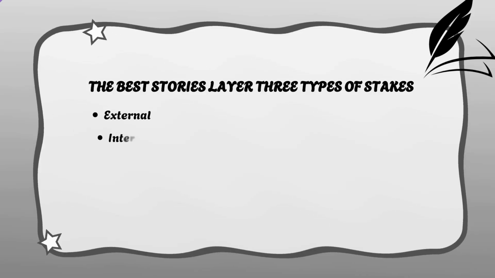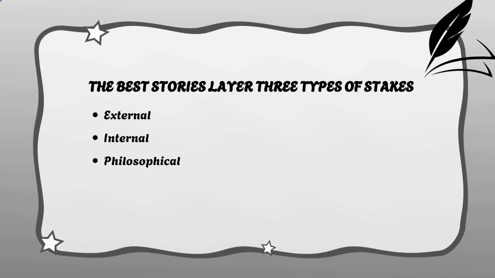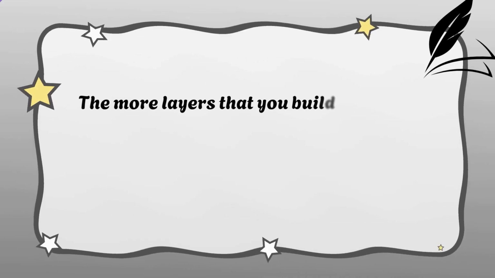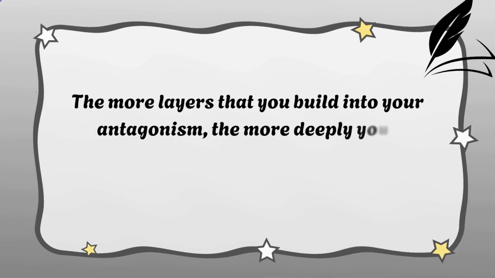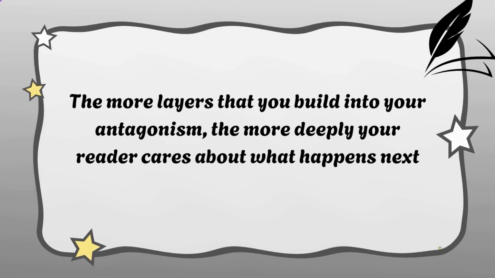The best stories layer three types of stakes. You have external, what happens in the physical world. If I don't win the duel, I will die. The internal, the emotional consequences. So if I lose, I'll never prove I'm enough. And the philosophical, the bigger meaning. If this lie wins, it means justice is dead. The more layers that you build into your antagonism, the more deeply your reader cares about what happens next, which means they're more likely to keep turning those pages so they actually read your whole book.